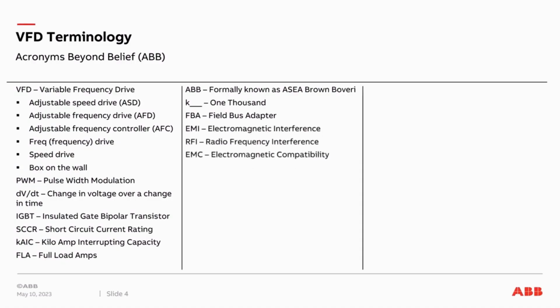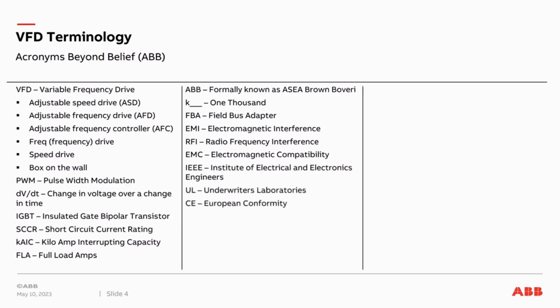EMI is electromagnetic interference, RFI is radio frequency interference, and EMC is electromagnetic compatibility. IEEE is the Institute of Electrical and Electronics Engineers. UL is Underwriters Laboratories. CE is European Conformity. DC is direct current. AC is alternating current.